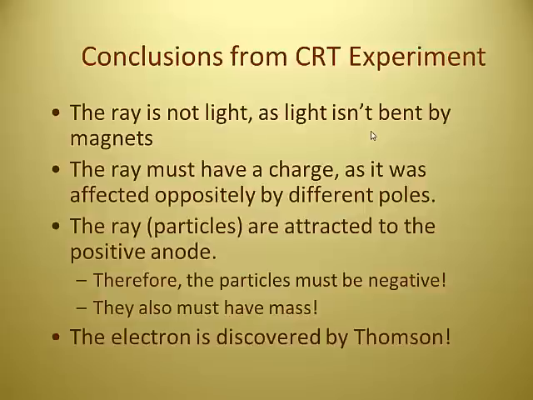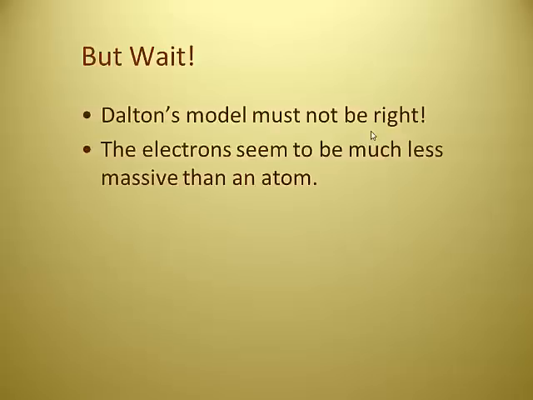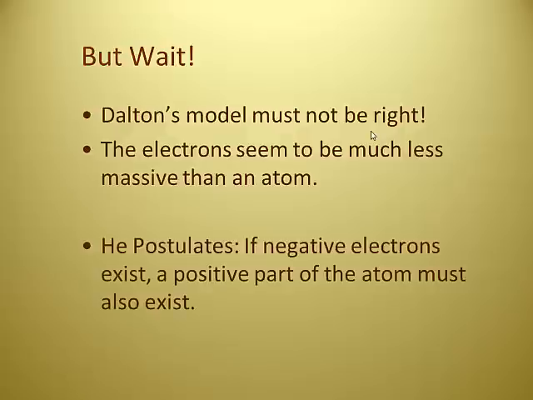Basically, what's happened here is Thomson's discovered something that's small, negative, and has mass, and he calls it the electron. Dalton's model must not be right. The electrons seem to be much less massive than an atom. So in other words, Dalton thought the atom was the smallest you could get, and Thomson comes along and discovers that the electron's actually smaller than the atom. Thomson postulates that if negative electrons exist, then a positive part of the atom must also exist.